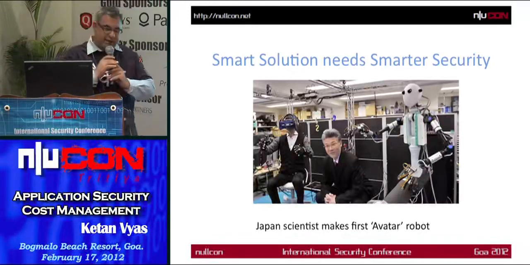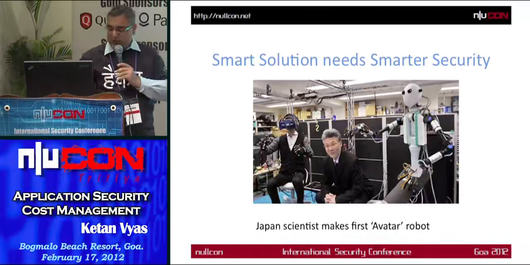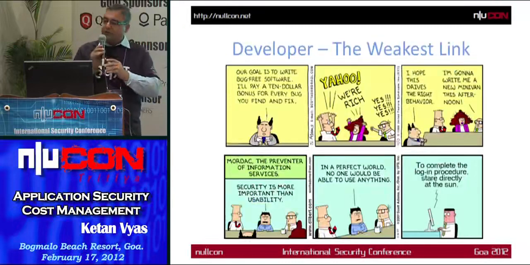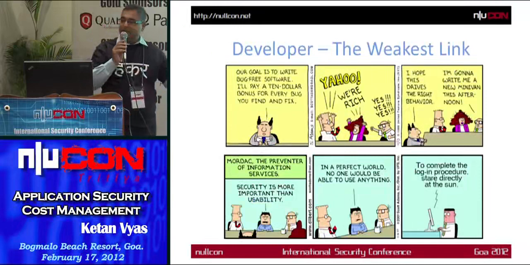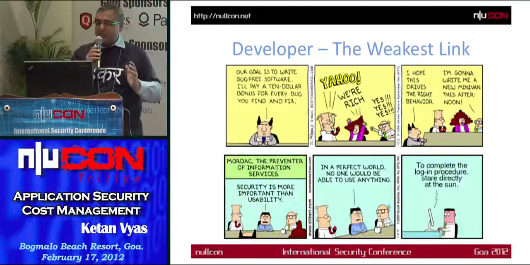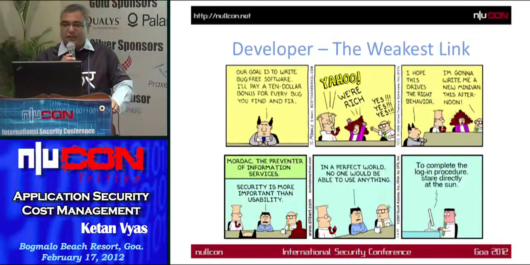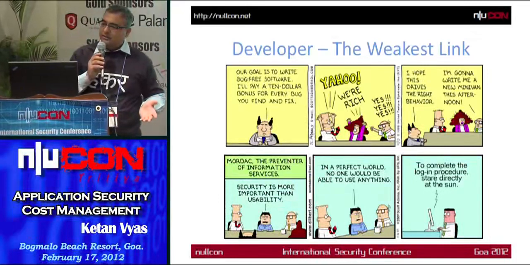So we as an industry need to provide good solutions to technology companies. And who will provide the solution? Developers. Everyone says that developers are the weakest link. But you need to sympathize with developers also. They are not taught security in college.